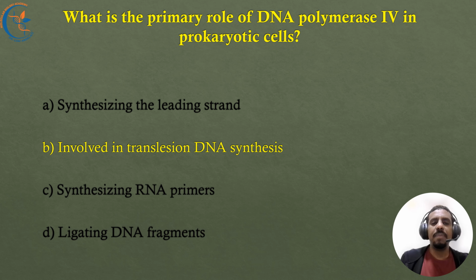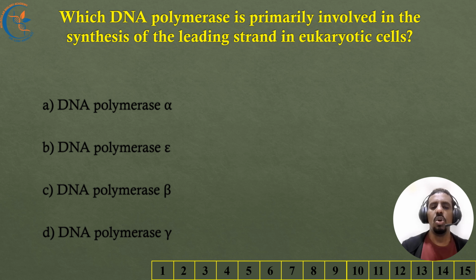All right, DNA polymerase 4 is involved in translesion DNA synthesis, allowing DNA replication to continue past damaged sites in prokaryotic cells. All right, let's move on. All right, let's see the next question. Which DNA polymerase is primarily involved in the synthesis of the leading strand in eukaryotic cells?